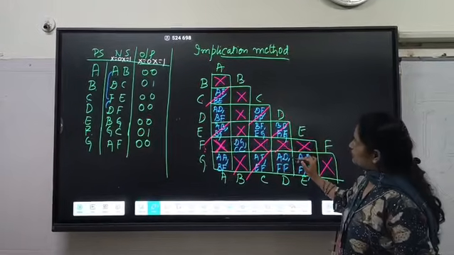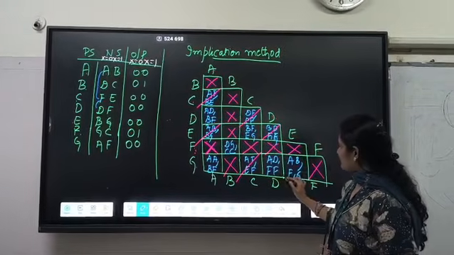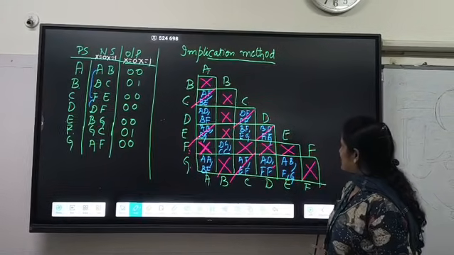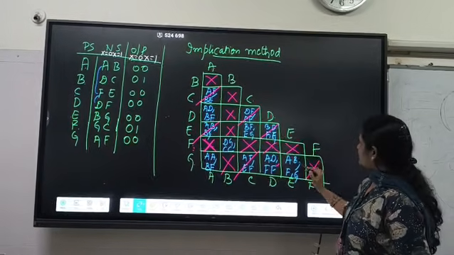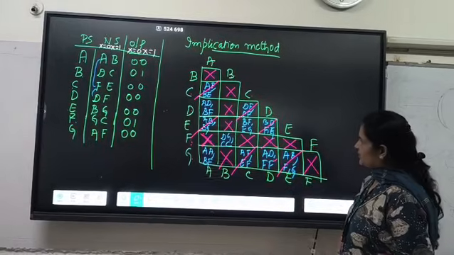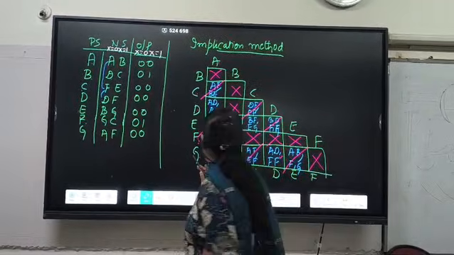Next, A to D. A to D is valid. FF will always be valid. So, this is a valid state. Next, come here, you have AB. AB is not at all valid, so this will go away. So, this was our first step.